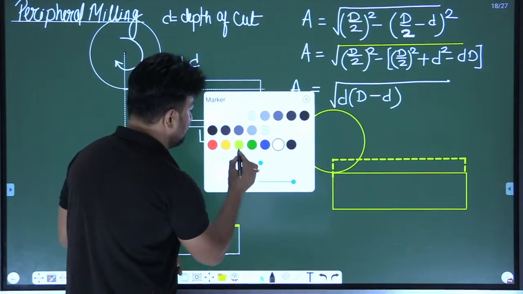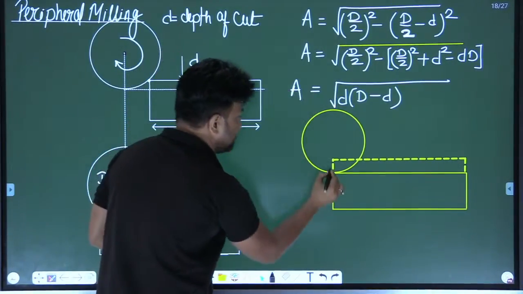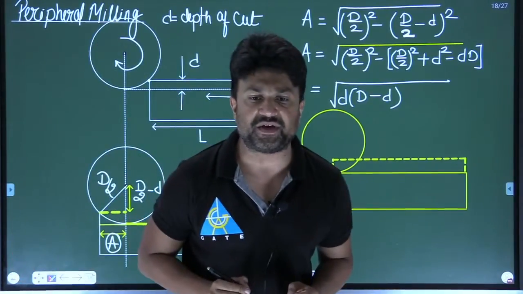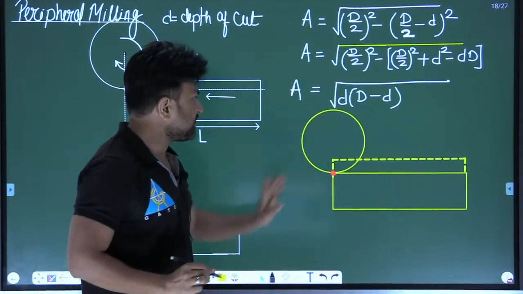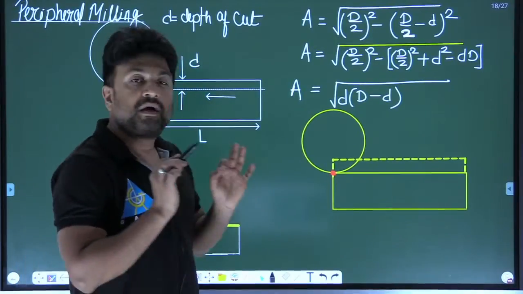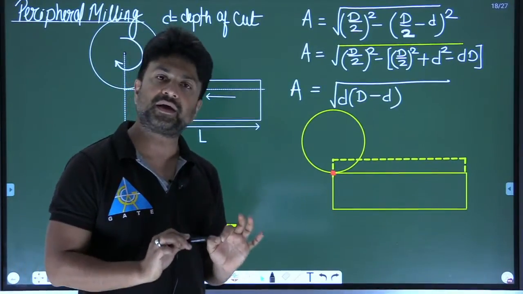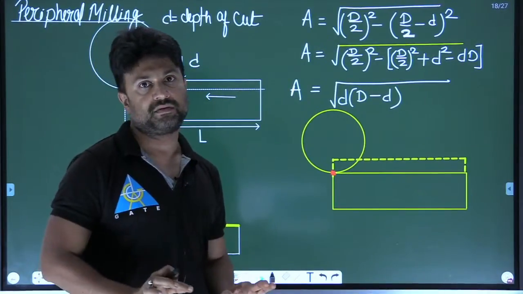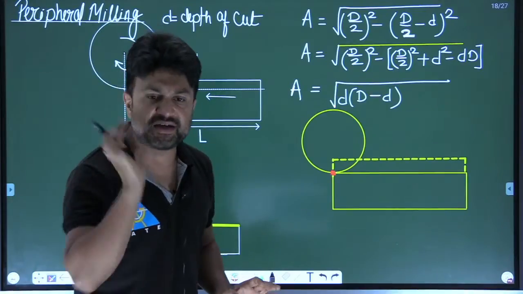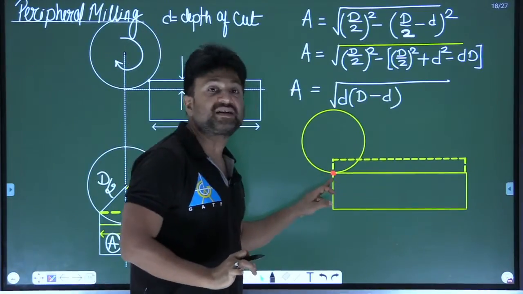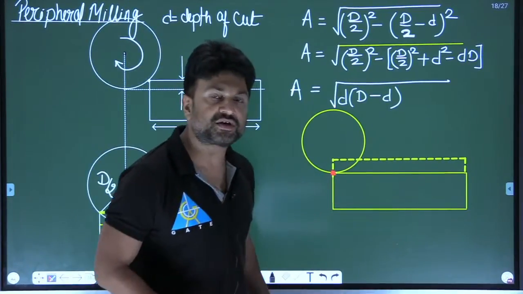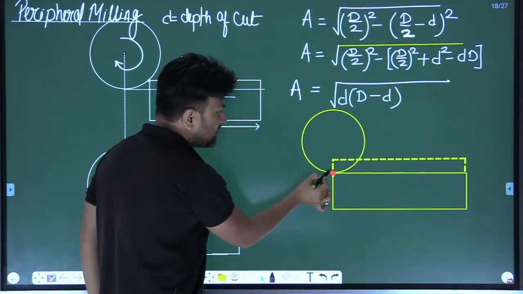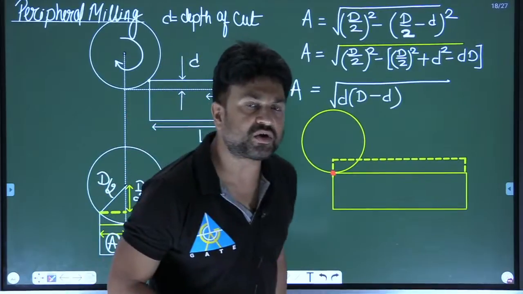See here the milling cutter teeth is present right now at the corner of the workpiece. My dear, here the cutting is completed, but there is a chance that the cutter teeth will damage the corner surface. Yes or no?